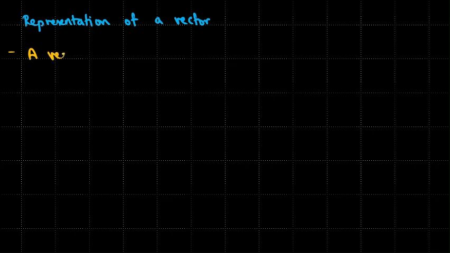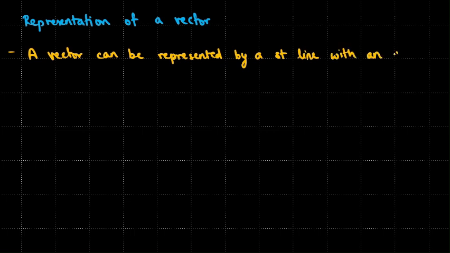So a vector can be represented by a straight line with an arrowhead. So just reading it might be a bit confusing.